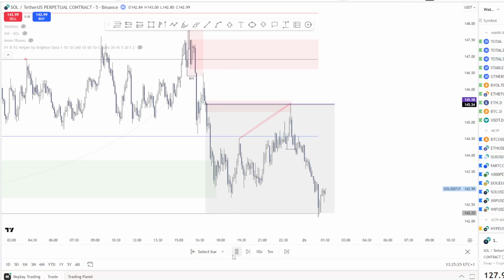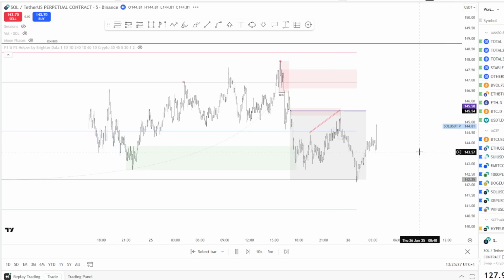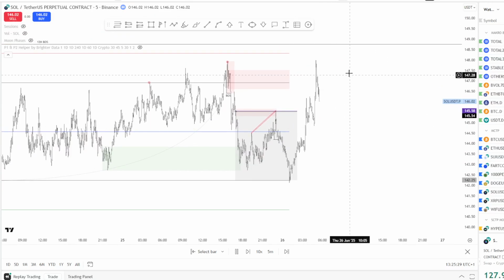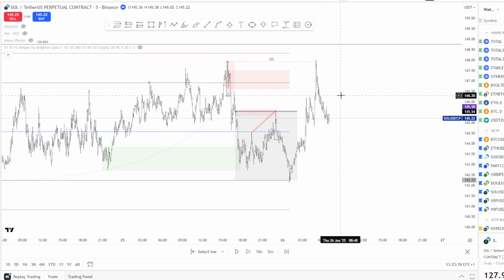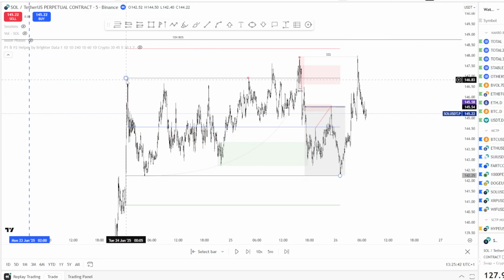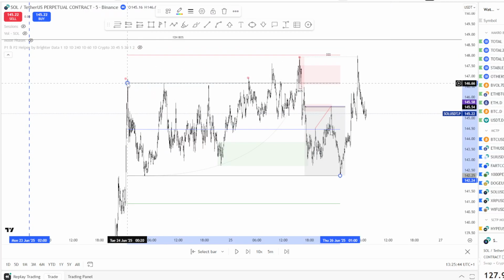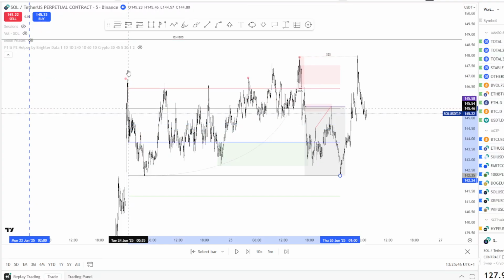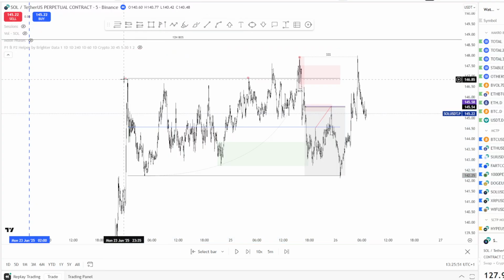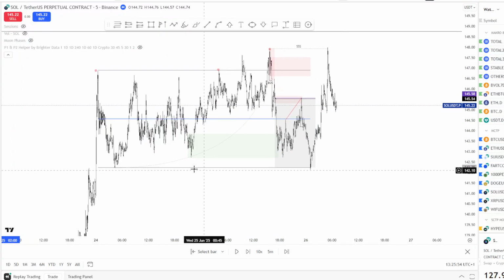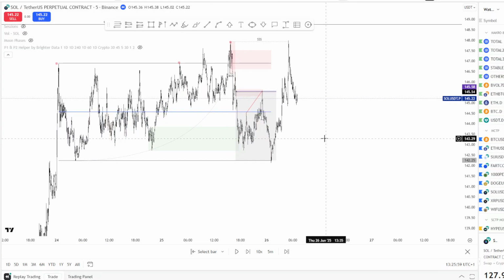So yeah. Interesting. It took the liquidity from here. So this is some sort of a market maker continuation model. What this means is that we get the distribution, grab the liquidity from the opposite range point and shoot back up.